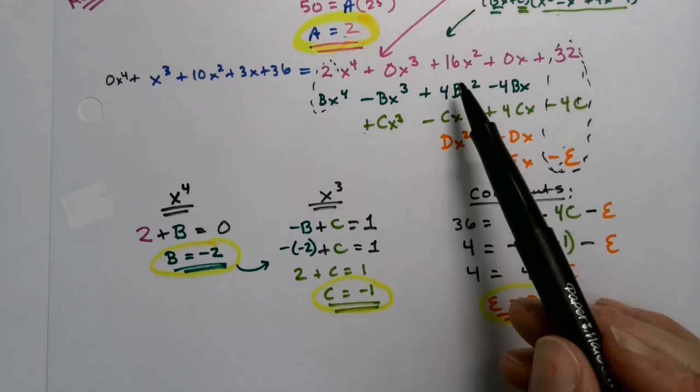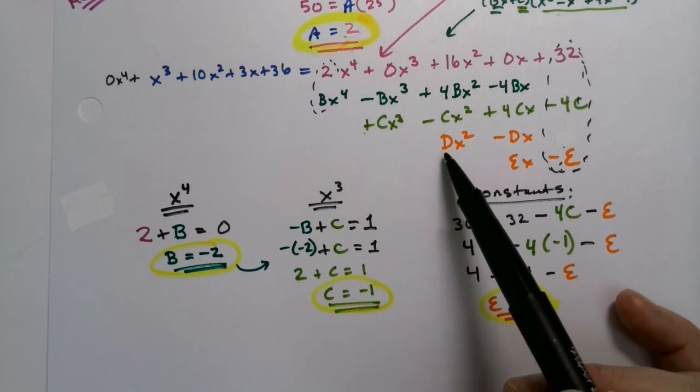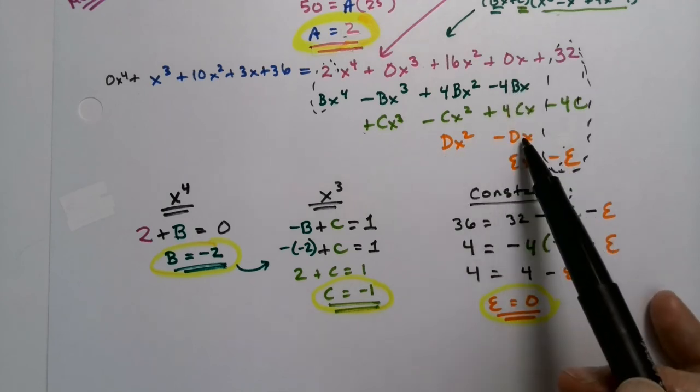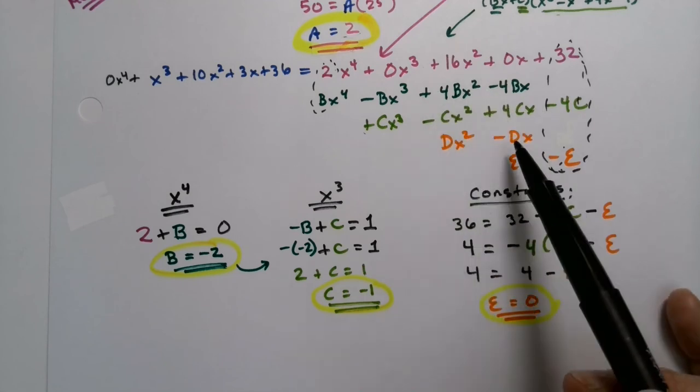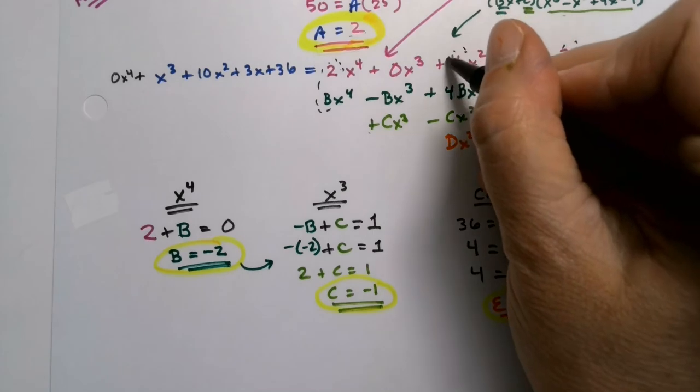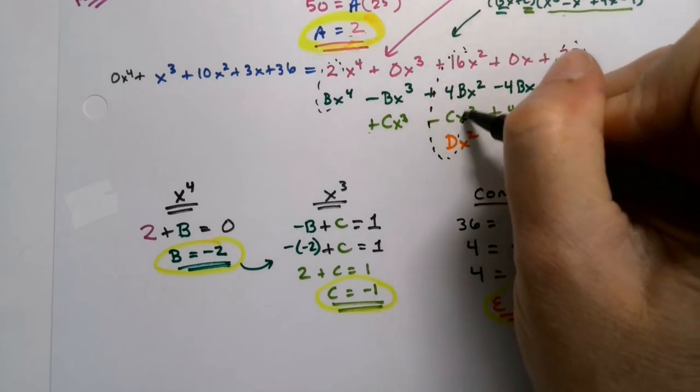Keep in mind, if you look here, you know b, you know c. The only one you're missing is d. Right? Same thing here. You know B, C, and E, but you don't know D. So either one of these will work. You don't need to do them both. You just pick one. So I'll choose the x squareds. I'll go this way, right?